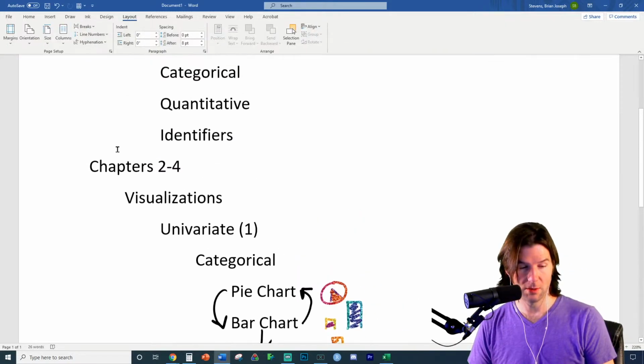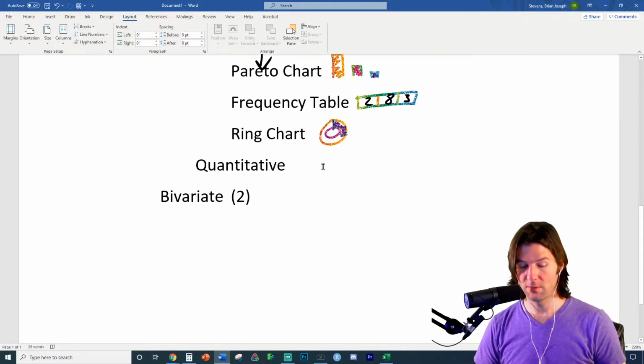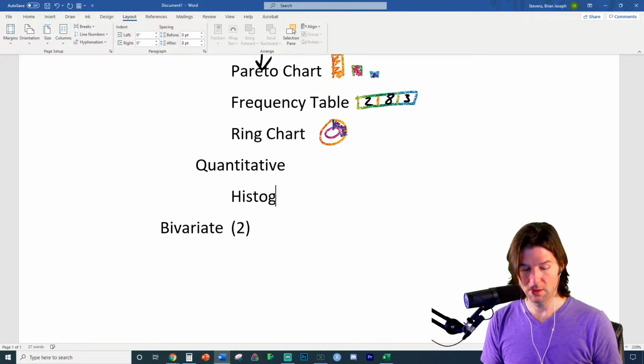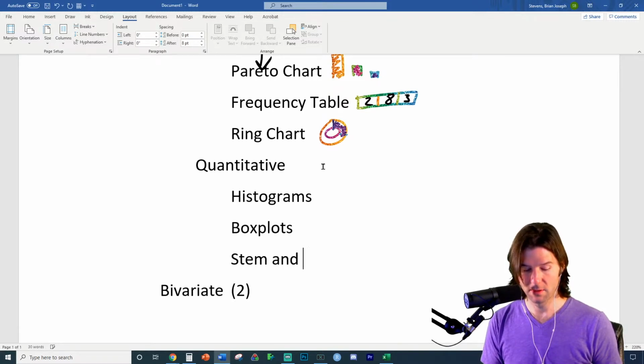And then we get down into the quantitative, and we're just in the univariate. So we have here histograms, box plots, stem and leaves.